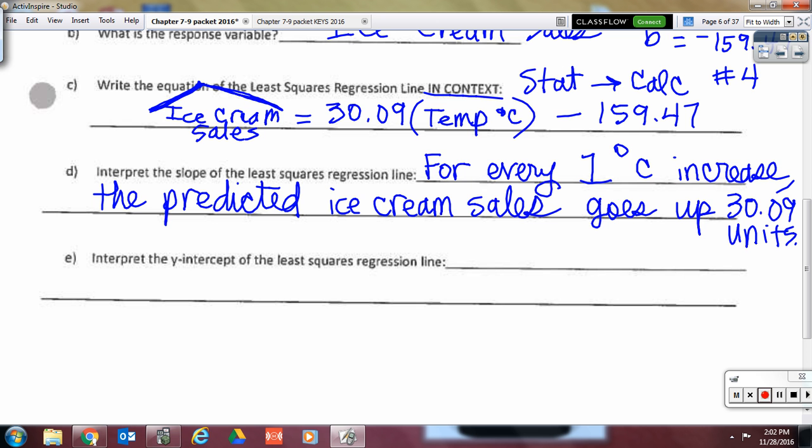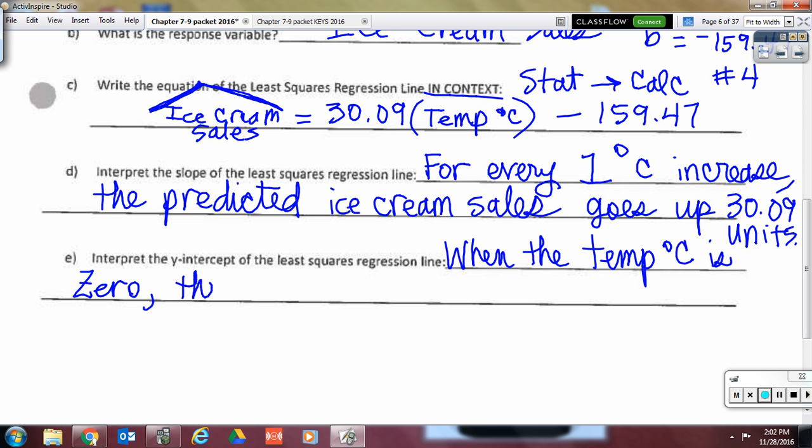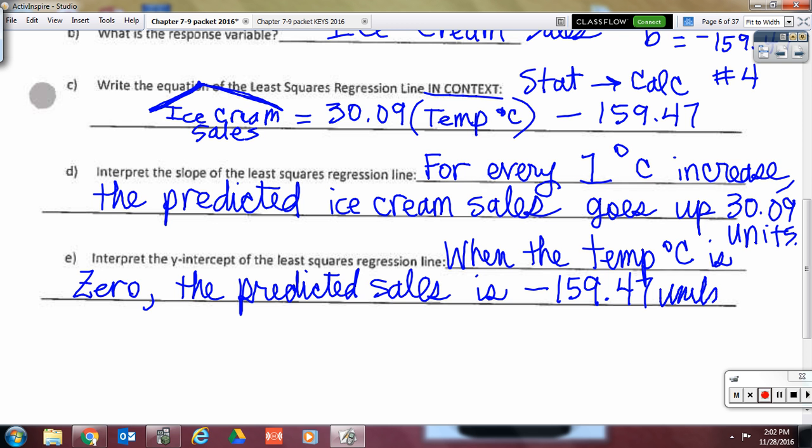Now interpret the y-intercept. It happens when the what? When x is 0. And in this case, when is the x 0? When the temperature is 0. So if it's 0 degrees Celsius outside, the predicted sales is what? It's negative $159.47 or whatever units. That's a negative value. So, you know how the y-intercept often does not make sense, that you're making negative $159 or whatever.